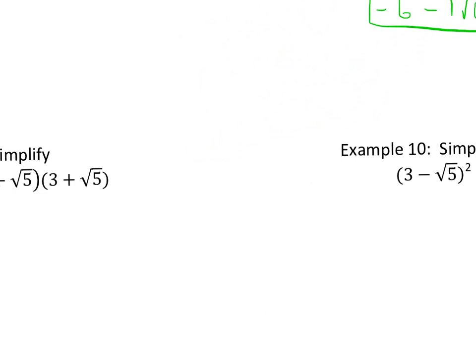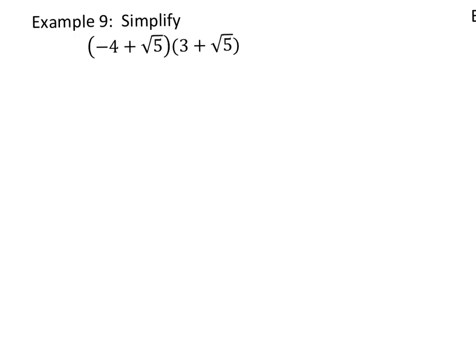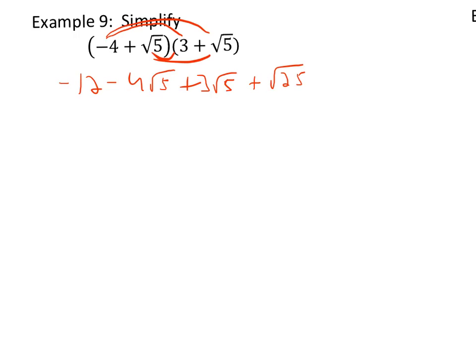All right, we have 2 more to look at here. Again, same process. We will FOIL. First times first, well, they're both just regular numbers, so we get negative 12. Outside, negative 4 root 5. That's the best we can do because one's a coefficient and one's a radical. Inside, same problem. They're not the same, so all we can do is write 3 root 5. And last is a positive root 25.